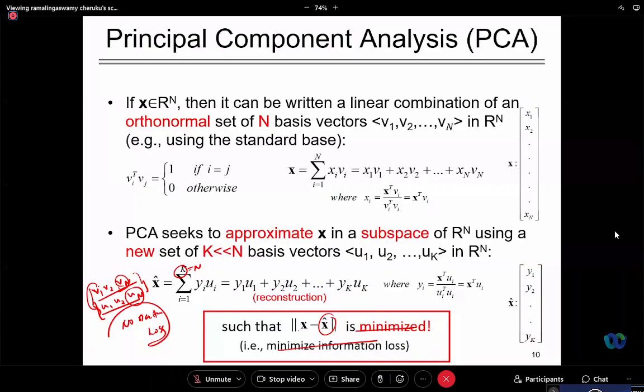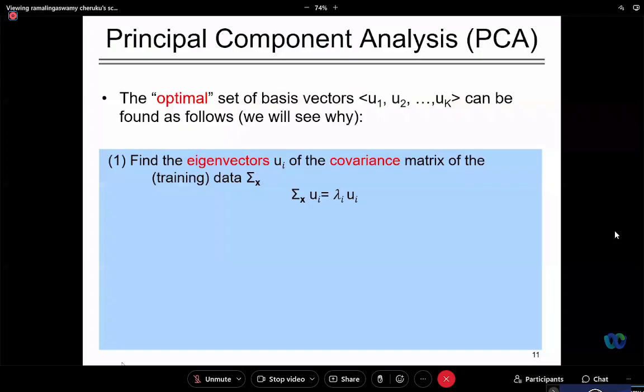Now let's see what the typical steps are. The question is, I have to find the new basis vectors. Once you find the new basis vectors, your job is done. Earlier the basis vectors were V1, V2, and Vn. Now you are transforming to U1, U2, and Un, or to some subset U1, U2, and UK. You are taking some out of these and selecting a subset of basis vectors. Now the question is, how can I generate these basis vectors?